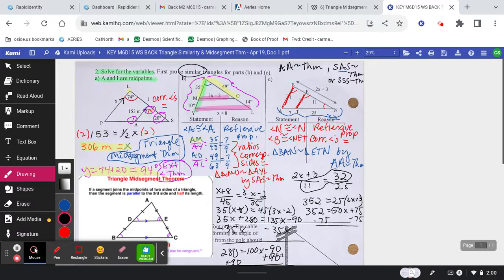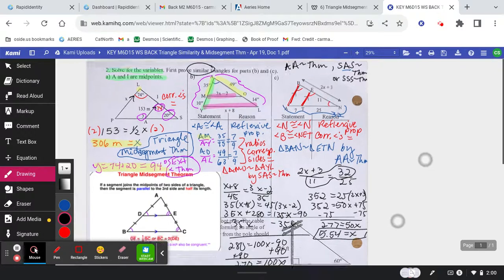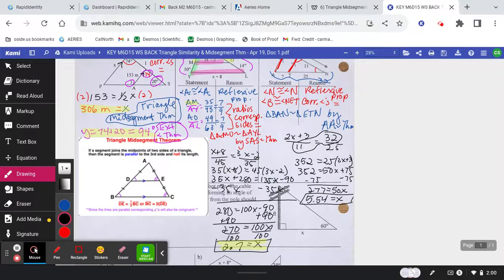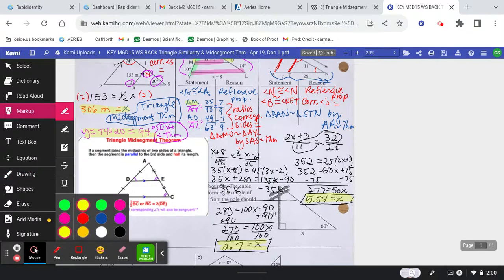Minus 75 from both sides. So 352 minus 75 is 277, divided by 50 is 5.54. Okay, so our second answer is 5.54 after solving the proportion. How'd you do?